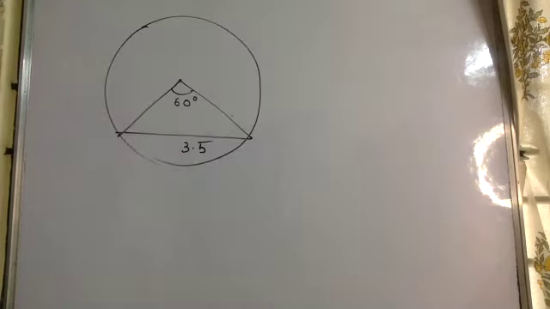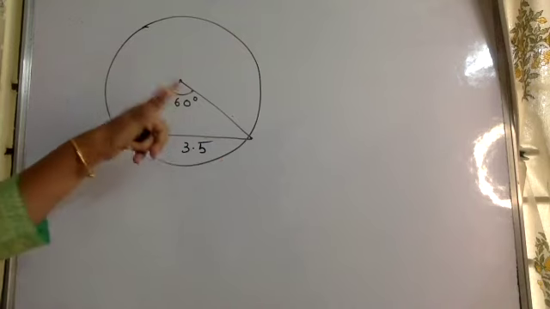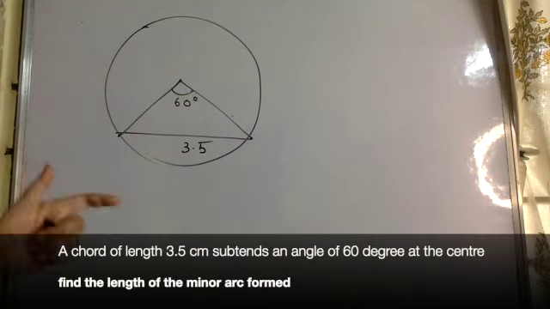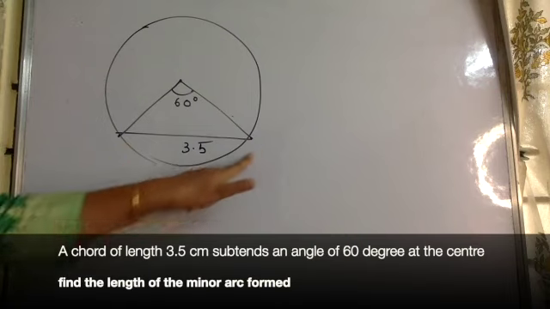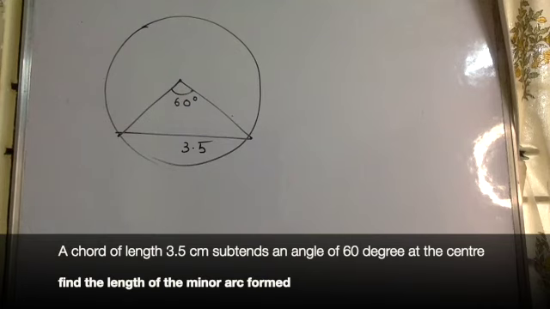Here is a question which says a 3.5 centimeter chord subtends an angle 60 degree at the center of a circle. What is the arc length of the minor sector? They want this arc length. Draw a rough figure and show your steps. Take pi as 22 by 7.